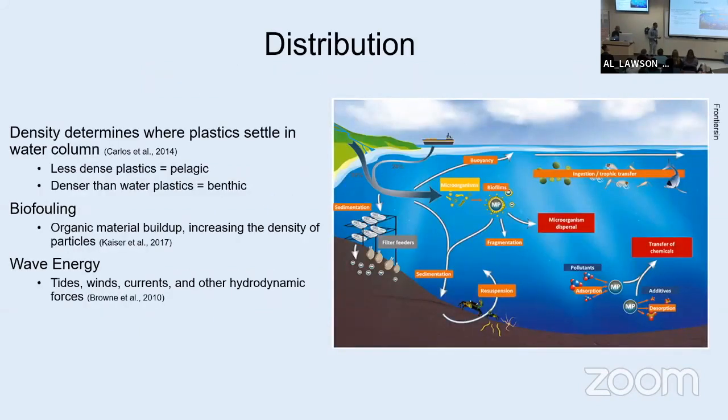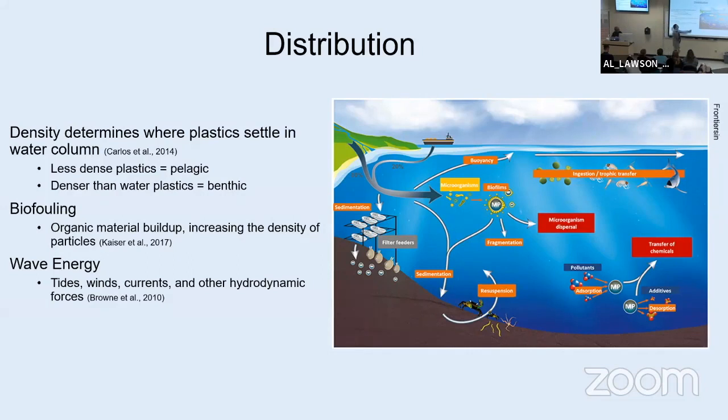So distribution. Now let's talk about the vertical distribution of microplastics. Density is a determining factor for where these microplastics will end up in the water column. The less dense plastics will be located in the pelagic water column, while denser plastics will sink to the benthos. And other density altering processes such as biofouling contribute to this. Biofouling is a process of organic material building upon these plastics, which increases their sedimentation rate throughout the environment as well.